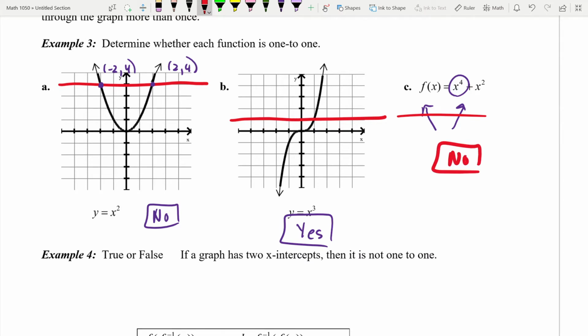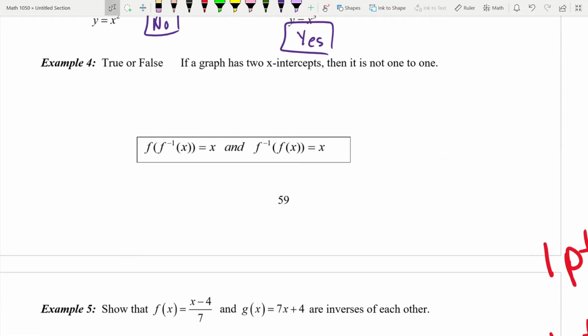Okay? Who says I'm good? Let me see. Okay, great. Okay. Question 4. Let's think about this. If a graph has 2 x-intercepts, then it is not 1 to 1.